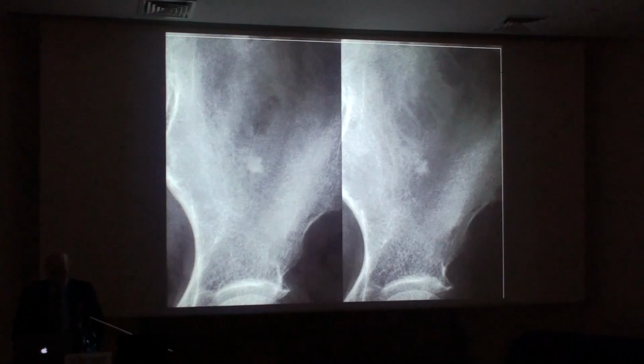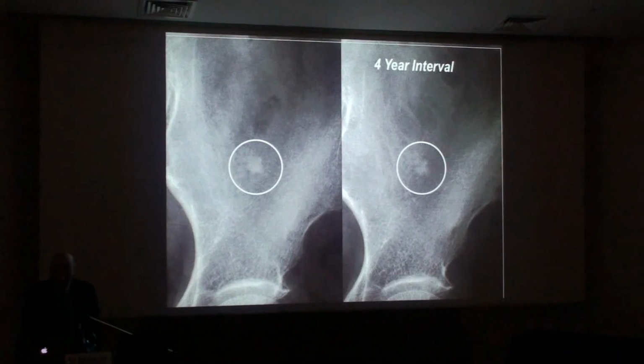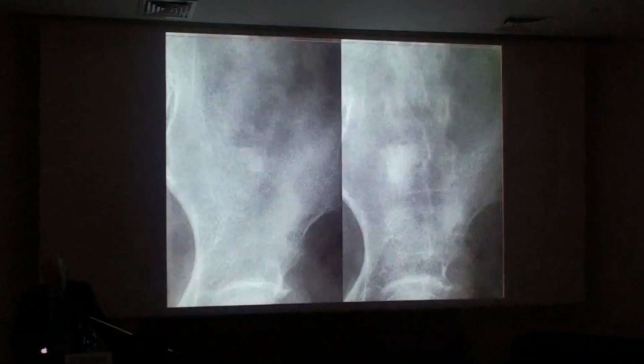They can get smaller. There's no pathology on this particular case, but you can see the decrease in size. It's subtle, but I think it's quite real over this 4-year interval of observation.